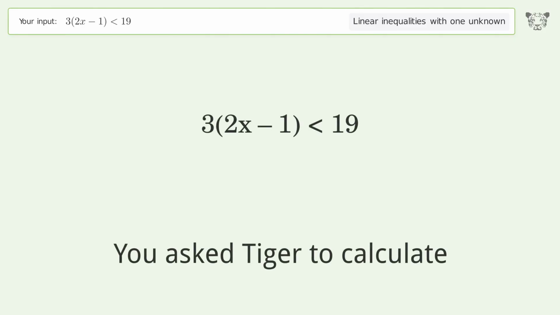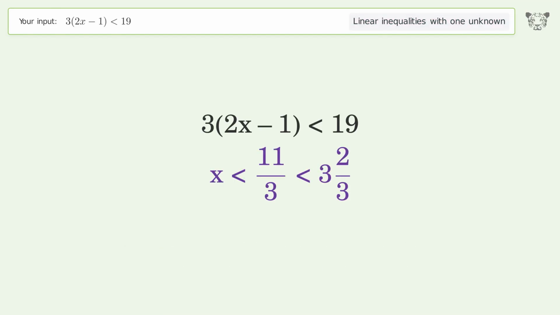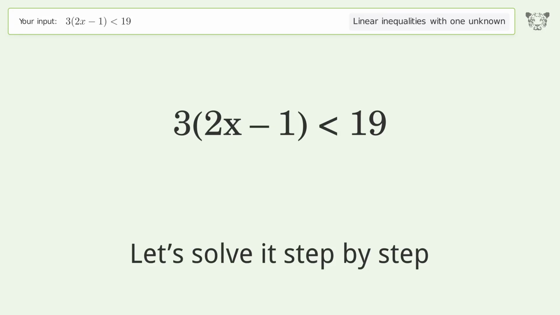You ask Tiger to calculate. This deals with linear inequalities with one unknown. The final result is x smaller than 11 over 3 smaller than 32 over 3. Let's solve it step by step.